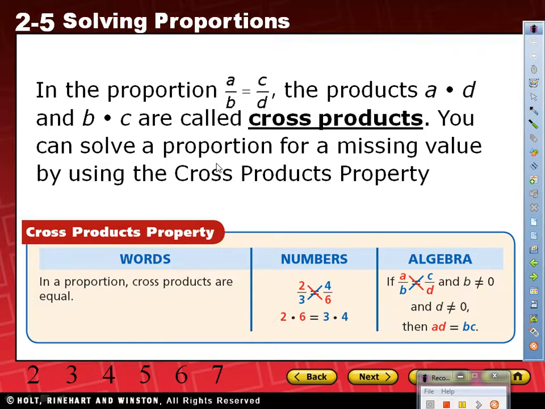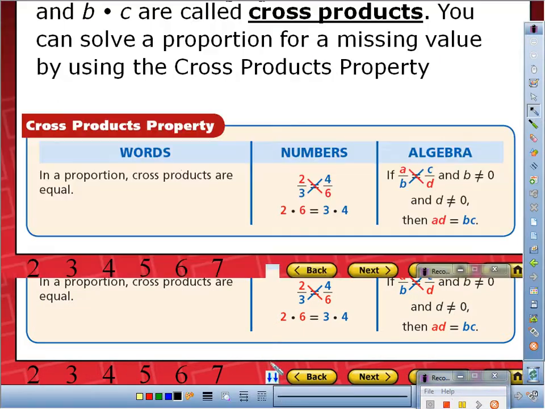This one you don't copy, but this is the cross product property. We did it already, which means if we have one fraction equal to another fraction, we can do the cross product. So the only time that it works is when it's one fraction equal to another fraction. So check this out. What if we have this?